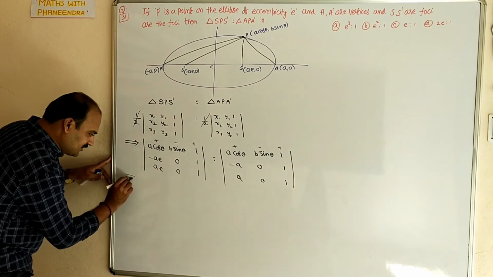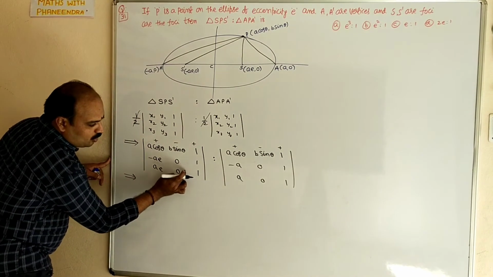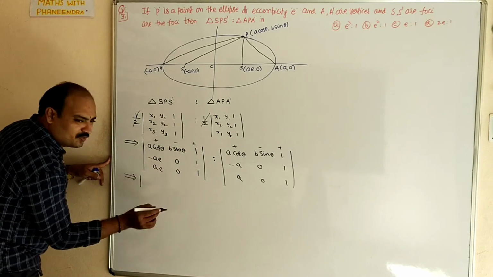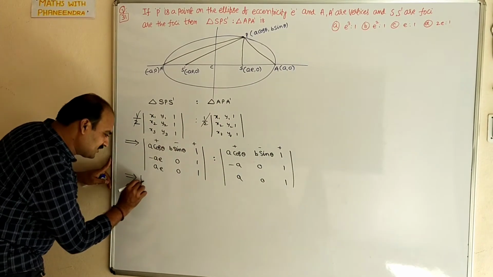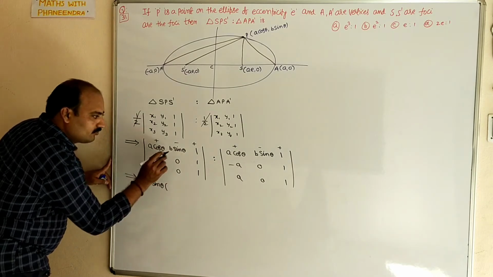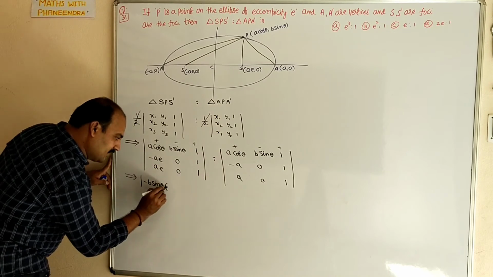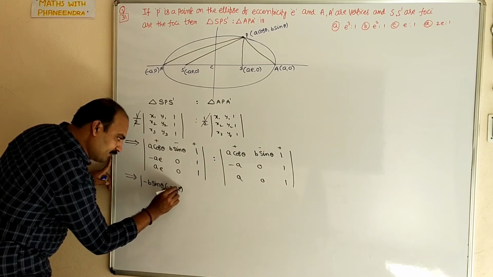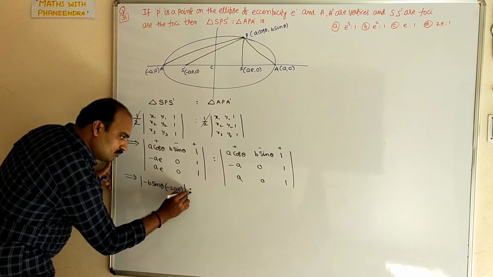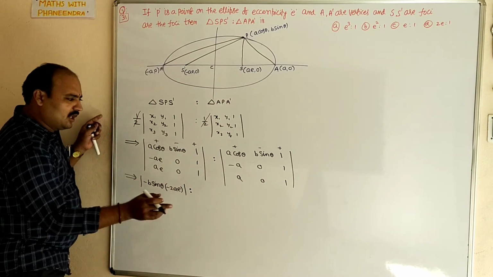So which implies that a cos theta into 0 minus 0, so the first value goes to 0. No need to write it also. Minus b sin theta, minus ae into 1 minus ae, minus ae, minus 2ae, plus 1 into 0 minus 0. No need to write; you can leave it, ratio.